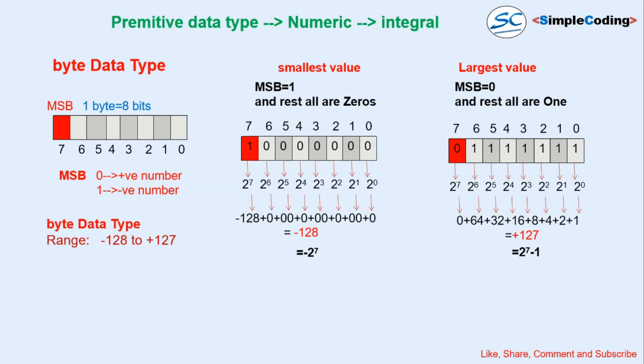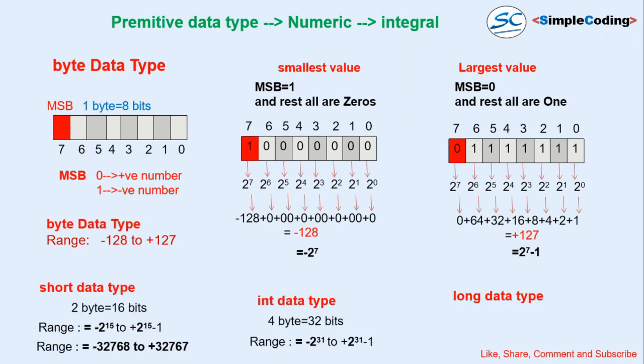But in case of the largest value, we have to put the MSB as 0 to get the positive numbers, and the rest all are 1. Then after adding those, we will get plus 127. So plus 127 can be written as 2 raised to 7 minus 1. So in this way we got minus 128 to plus 127.